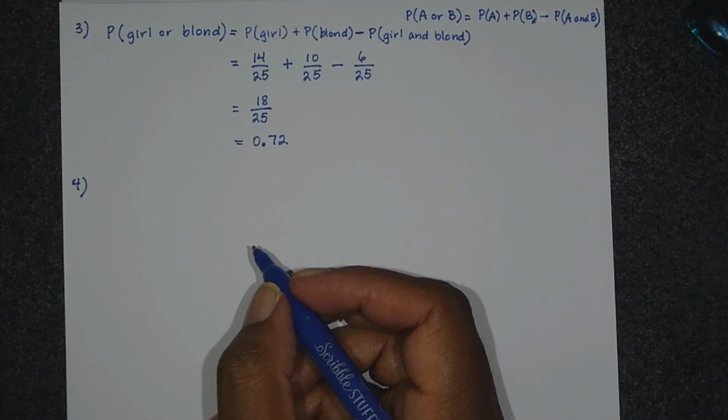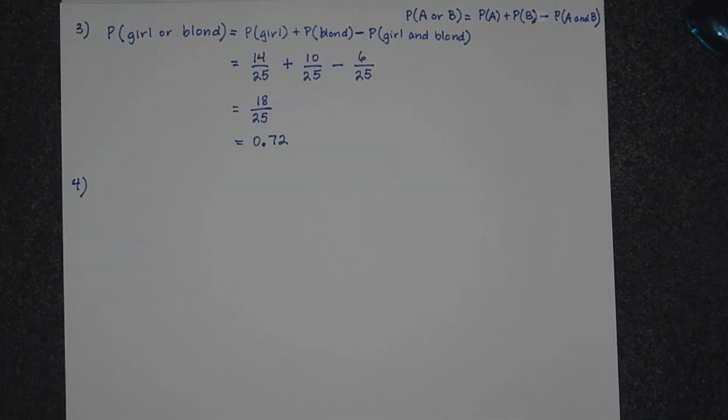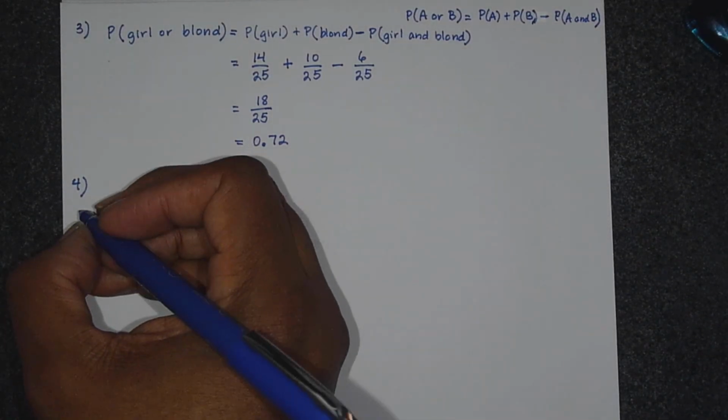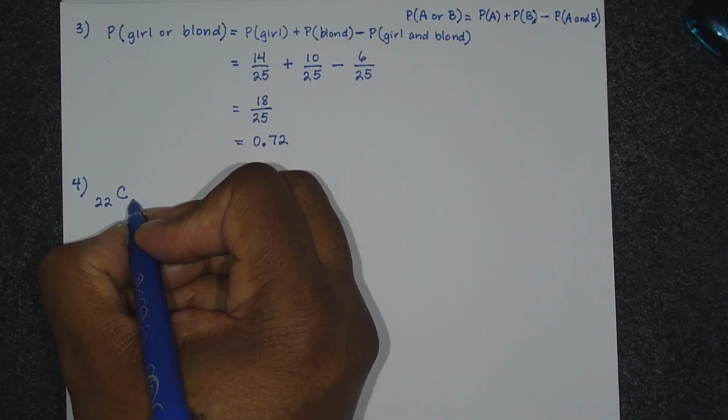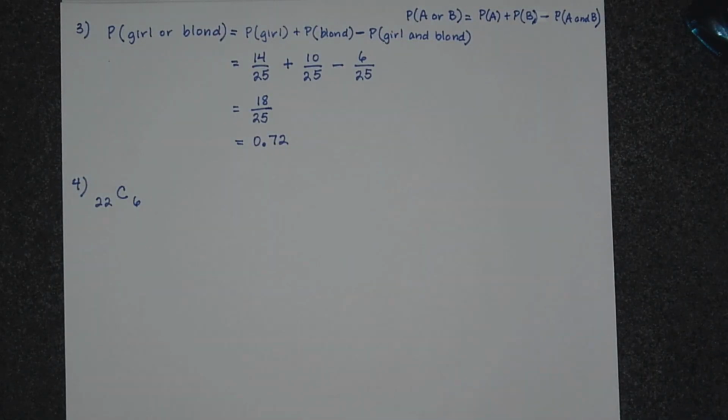All right, now problem number 4 is one of those combinations and permutations problems. This one's a combination problem. And it says here, find the probability of winning a lottery in which one selects the 6 winning numbers from 1 to 22 in any order with no repetitions. So we got 22 numbers. We're selecting 6 of them in any order. So it'll be 22C6.